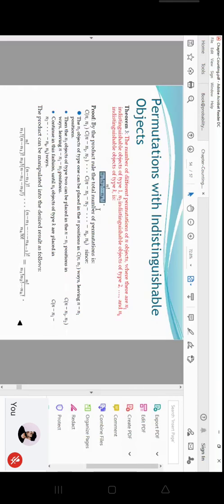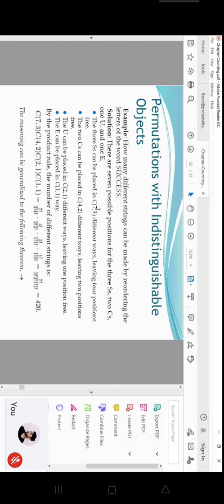So it may happen that a certain type of object appears several times, like S appearing 3 times. We have seen S is present 3 times, so the S count is 3 factorial. That is why we have divided by 3 factorial, and the total count is 7 factorial, that is the total number of letters present here.